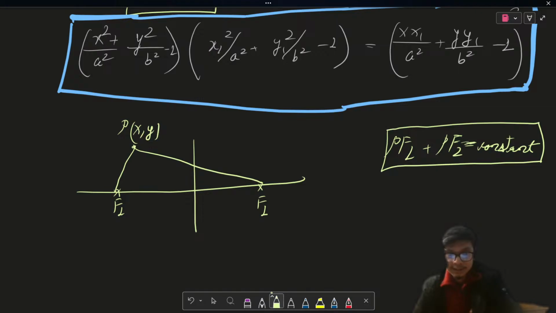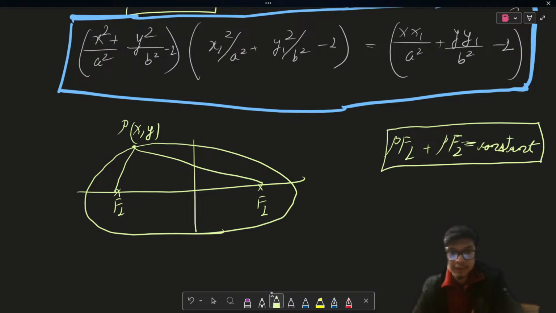Now in this regard, there is one more very interesting and fascinating condition. If you take any light source and keep it at focus F1, and this ellipse is my mirrored surface, then this light from point F1, upon being reflected at the mirrored surface of the ellipse, will definitely pass through this point F2.